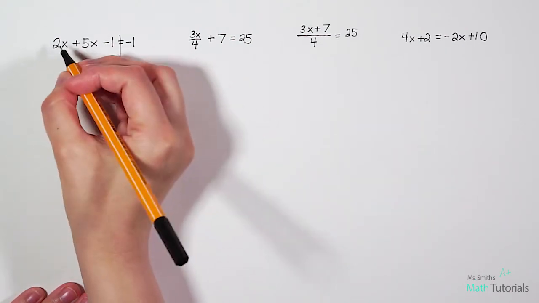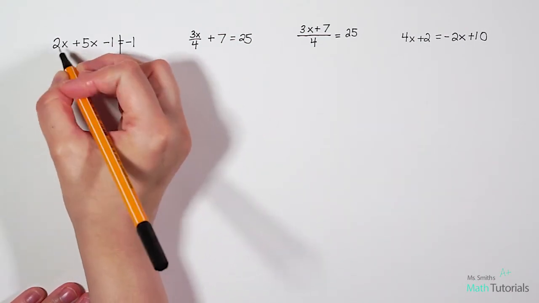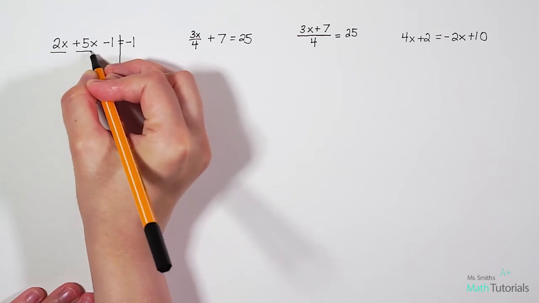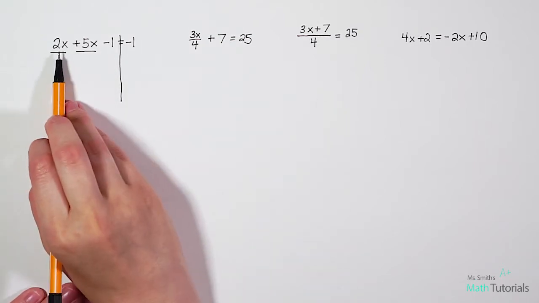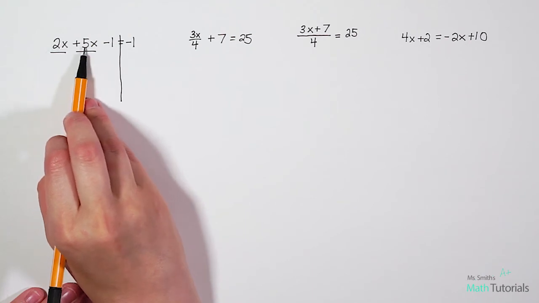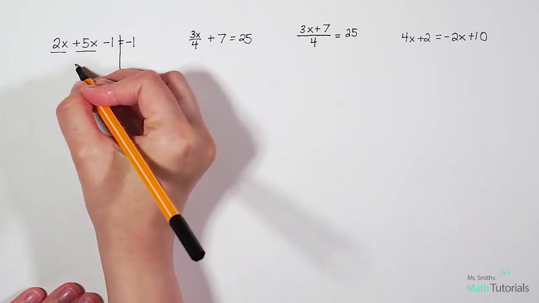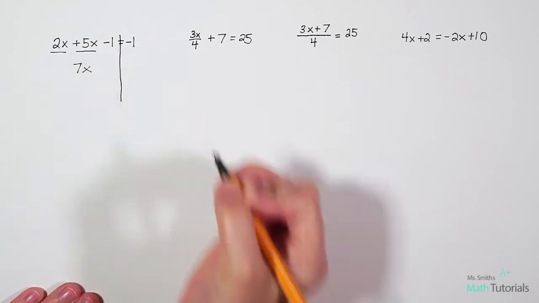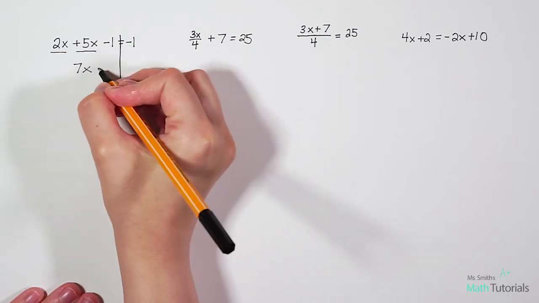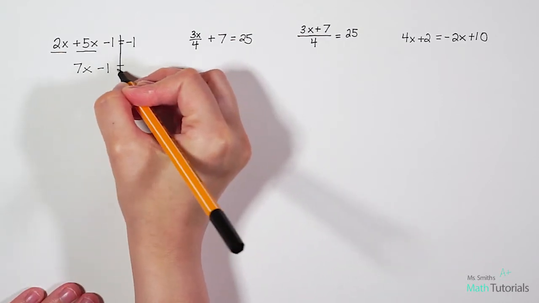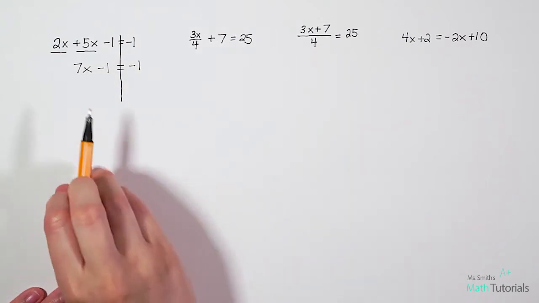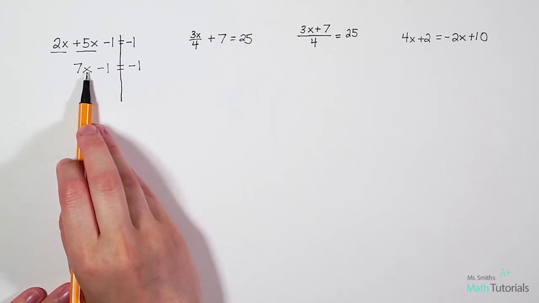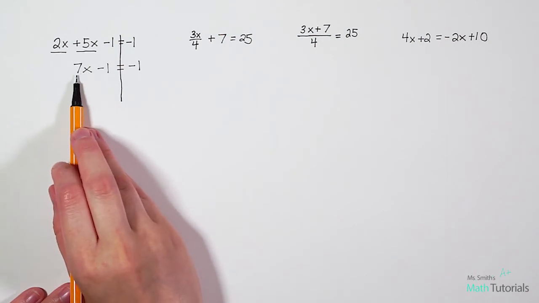A lot of times we show this just by either circling or underlining them to show that those are like terms. So let's go ahead and combine them. 2x plus 5x would give us 7x. And then we'll just bring down our minus 1 equals negative 1. So now let's identify our main character, which would be x, and our best friend, which would be 7.